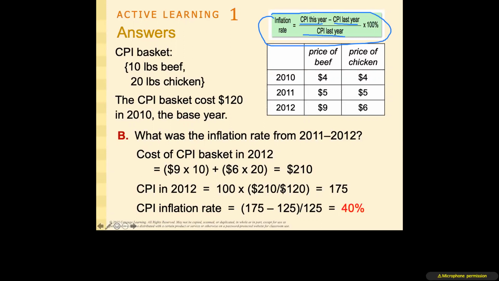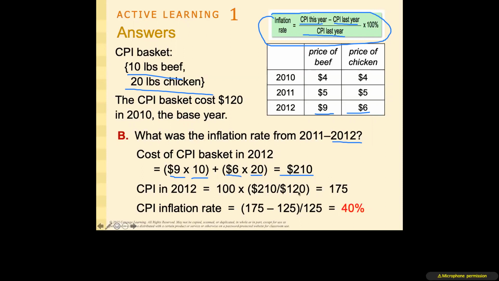Okay. Oh no, they didn't give me 2012. So I've got to calculate the 2012 CPI first. So what am I going to do? I'm going to find out the price of beef in 2012, which is $9. I know that I need to have 10 pounds because that's what's in the CPI basket. And then in 2012, the price of chicken was $6. The basket was 20 pounds. So there is my CPI. Okay, now I've got all my numbers.